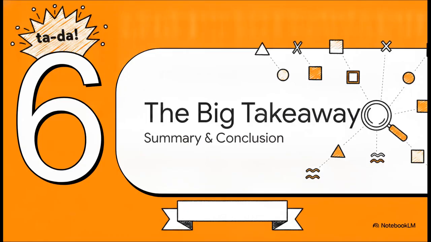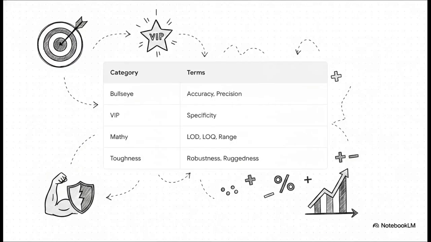And finally, Section 6, the big takeaway. When we put it all together, look at that. You have successfully learned and categorized a dozen incredibly intimidating ICH and USP parameters. You know exactly how to hit the target, how to find your VIP molecule, the math limits, and just how tough the test really is. See, it's really all just everyday concepts applied to a laboratory setting.